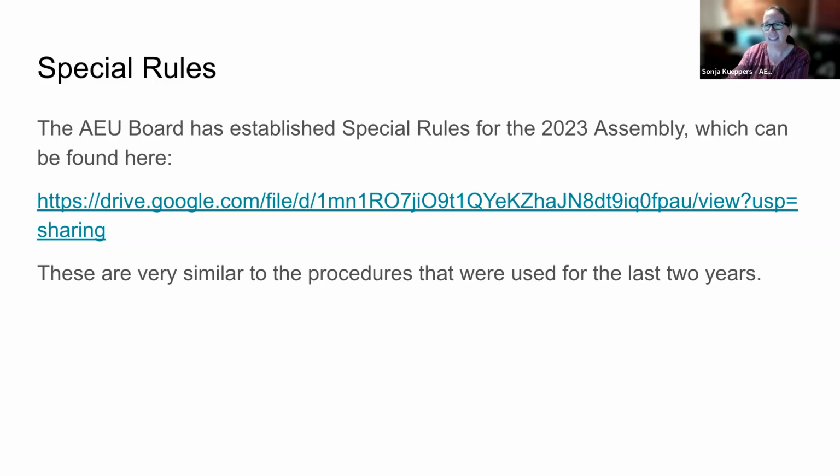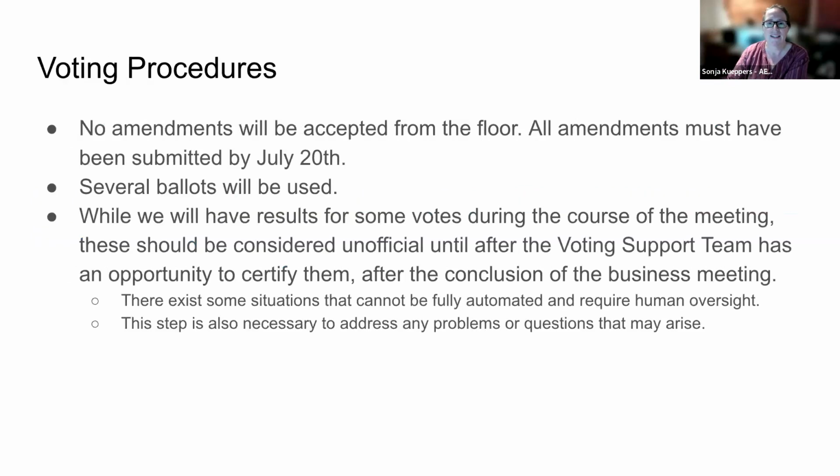They cover how the discussion happens during the meeting, and how the voting happens. Those kinds of details. So some of these things we're going to be talking about tonight. All right. Okay, moving on to voting procedures.